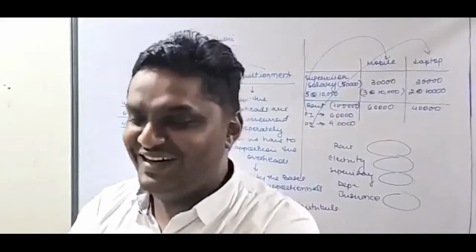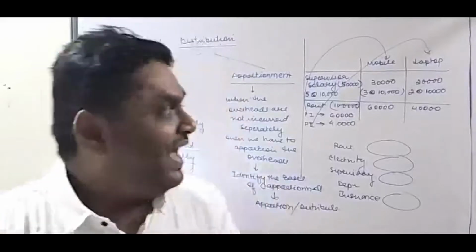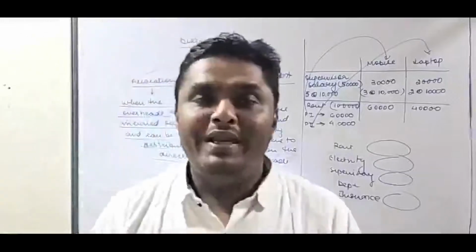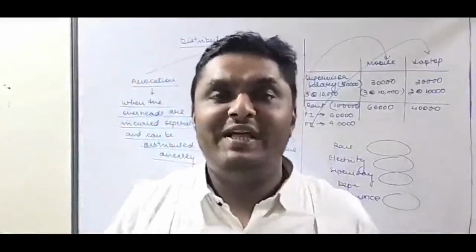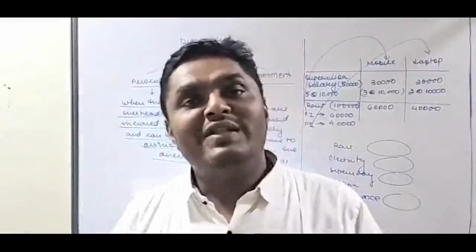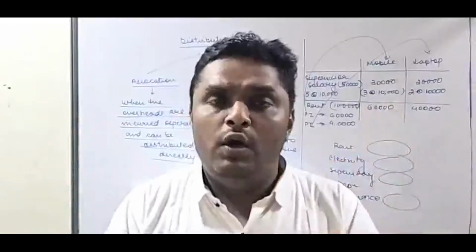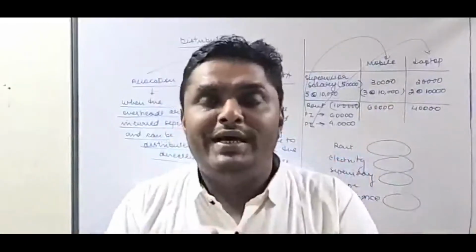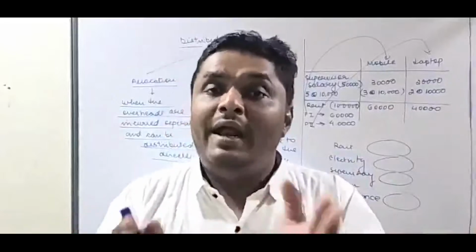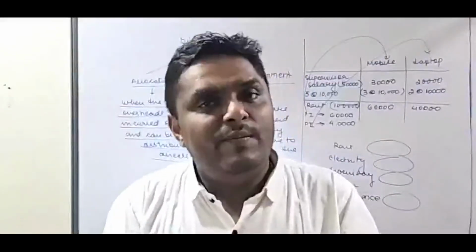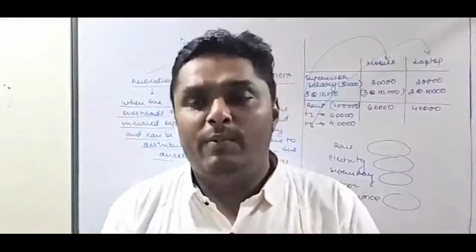Great. Good morning, everyone. So now, very simple, guys. When talking about allocation, if the overheads are incurred separately, we will distribute them directly. So that is what we call allocation. But if the overheads are incurred as a whole, they cannot be distributed directly. So we have to apportion them. And how will we apportion? Very simple. We will first identify the basis of apportionment and then only we will apportion the overheads.